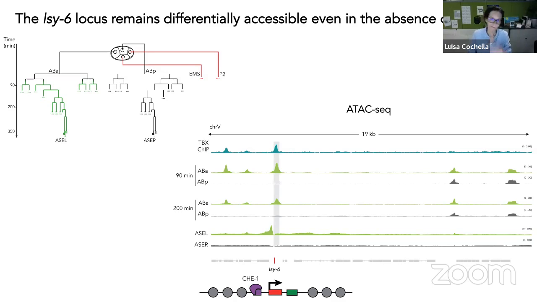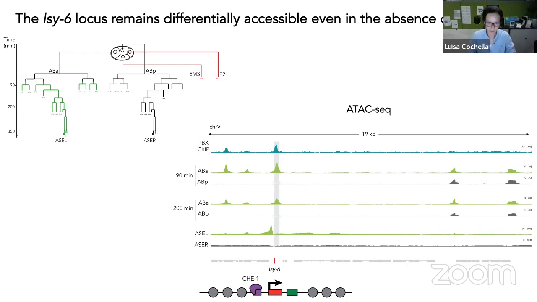So thinking about how these transcription factors initiate this accessible state, what do they do to the lsy-6 locus to prime it, we decided to ask, well, do they promote transcription?